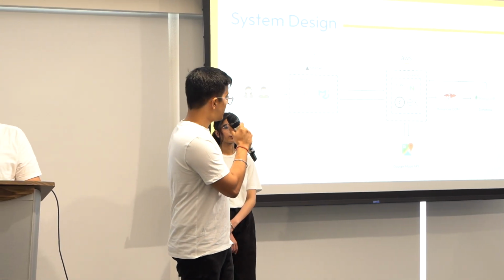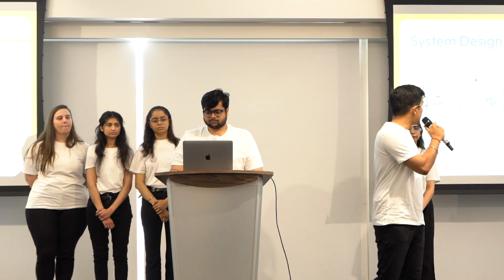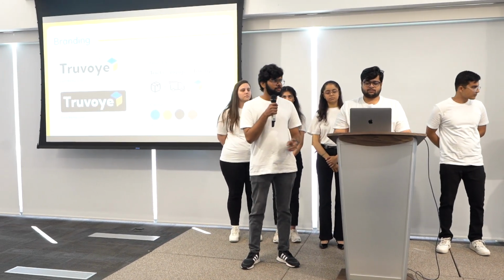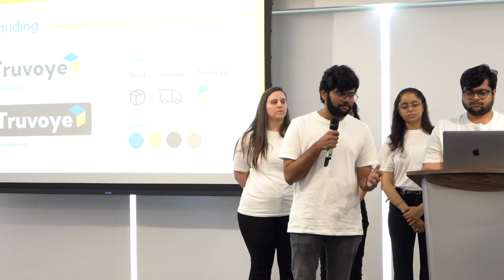We have used nginx for load balancing, server caching, and data balancing. And we have used MongoDB as a database, and we have used Mongoose as an ODM for data modeling and data schemas. For our branding, I present to you Truvoye's logo. So our brand name consists of 2 words, which are trucks and voyage. So it's the main target aspects of our web app.